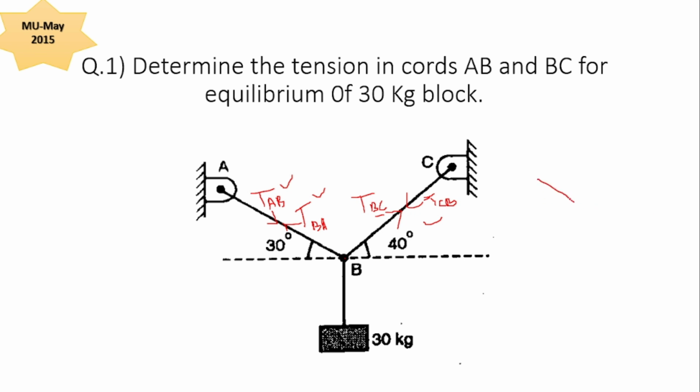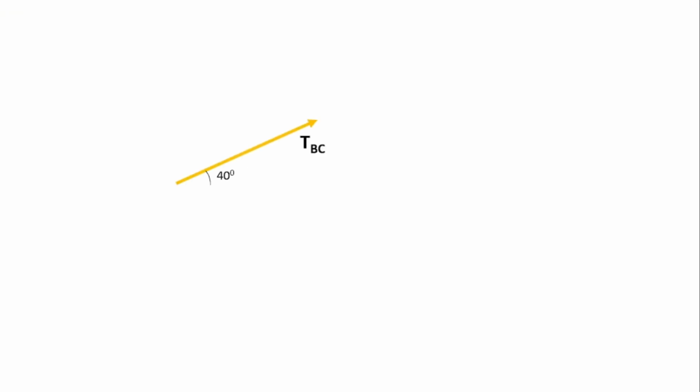So here we have got the figure like this. Here tension BA, here tension BC, and the weight shown here. So it forms a concurrent force system, which we'll see in the next slide. Tension BC has a 40 degree angle, tension BA has a 30 degree angle with the horizontal, and the weight is converted into Newton, so multiply it with 9.81. So this is the basic figure.